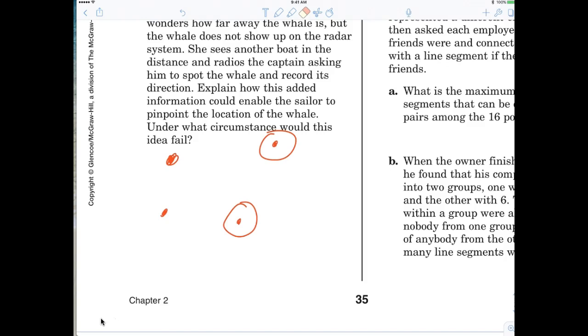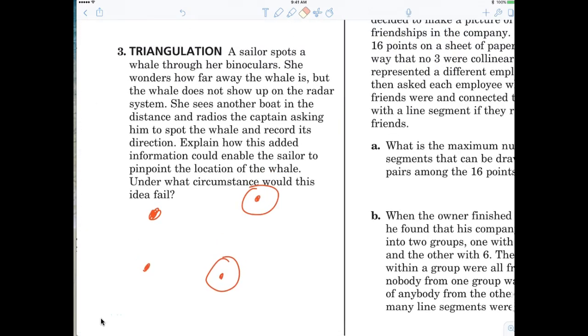Just traveling, all right? But let's look at this. It says a sailor spots a whale through her binoculars. She wonders how far away the whale is, but the whale does not show up on the radar system. She sees another boat in the distance and radios the captain asking him to spot the whale and record its direction. Explain how this added information can enable the sailor to pinpoint the location of the whale.